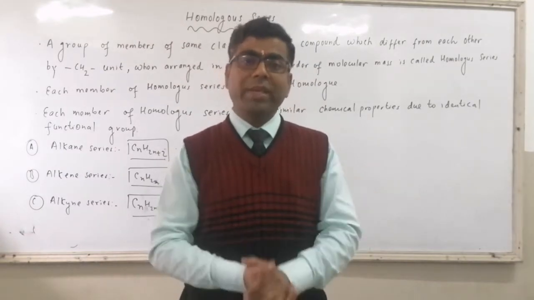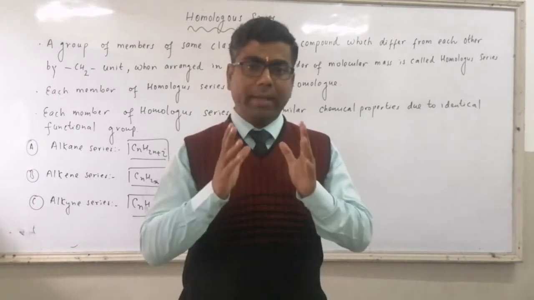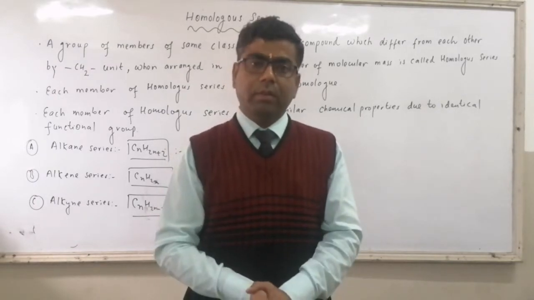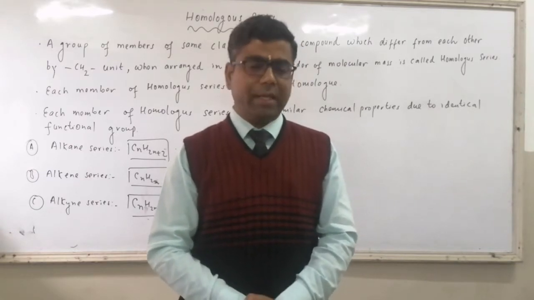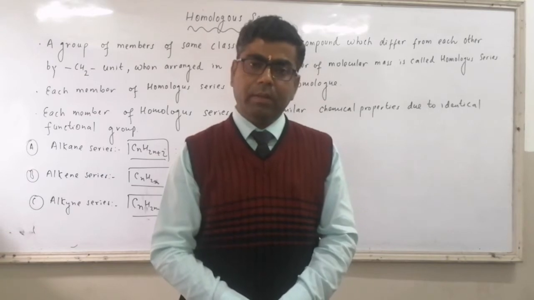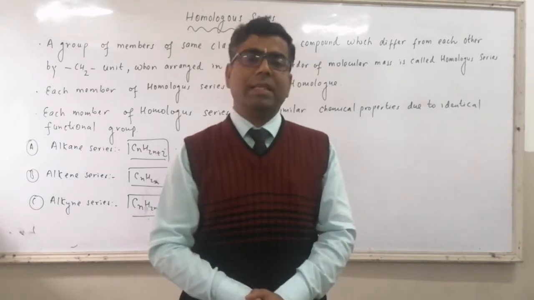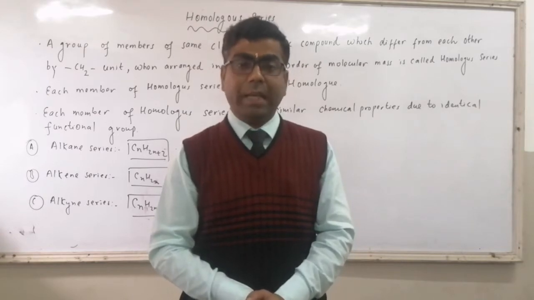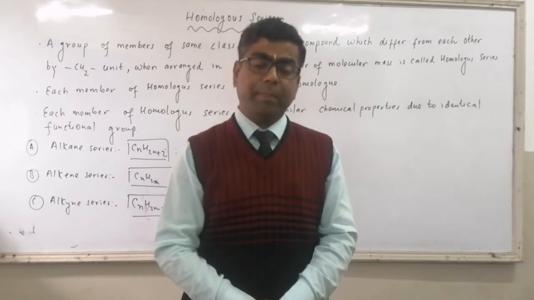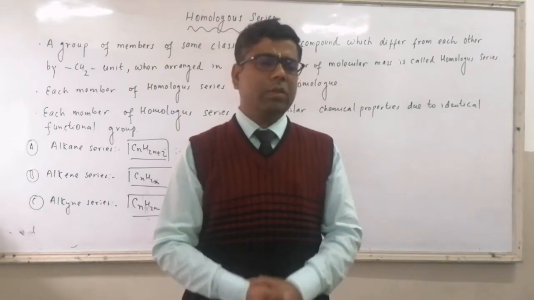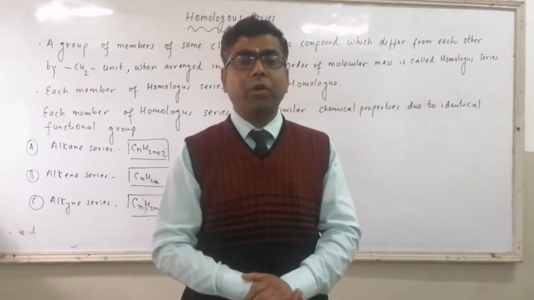So in this chapter, we have completed hydrocarbons, the simplest organic compounds, because these are made up of carbon and hydrogen atoms only. Hydrocarbons are further classified into two types, saturated and unsaturated, based on the type of bond present between carbon-carbon atoms. So this was your simplest type of organic compound.